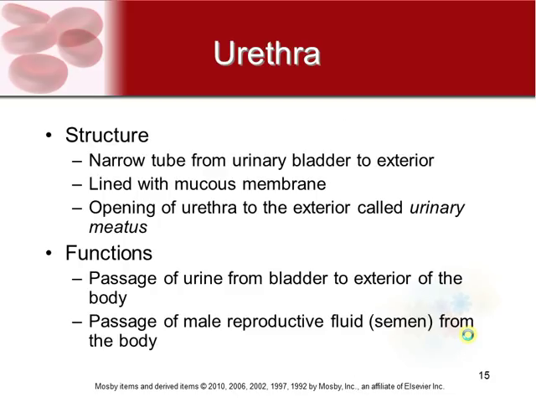So your urethra. Your urethra is a narrow tube that extends from the urinary bladder down to the exterior, also lined with a mucous membrane. And the opening of your urethra to the exterior is called your urinary meatus. So what are its functions? Well, it's a passageway for urine to go from your bladder to the exterior so it can be excreted from your body. And if you're a male, it also is a passageway for your reproductive fluids.